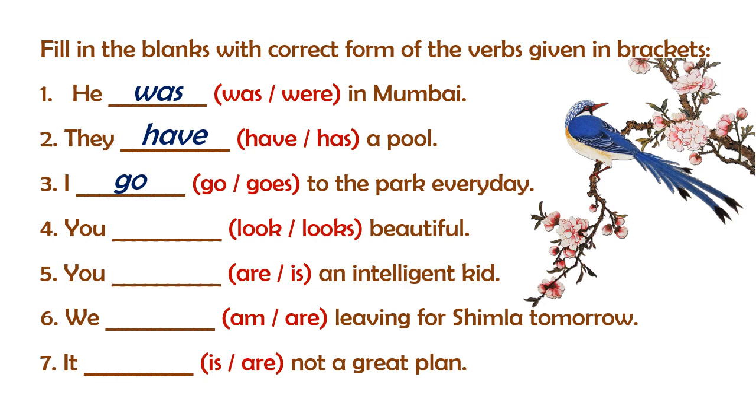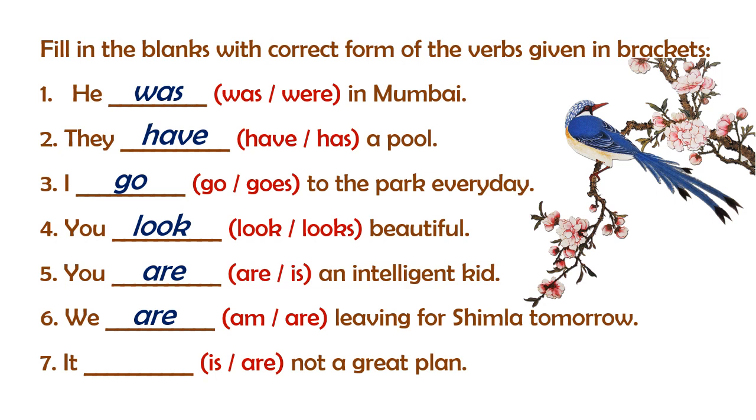Number 3. I go to the park every day. You look beautiful. You are an intelligent kid. We are leaving for Shimla tomorrow. See children, the subjects in these last 4 sentences, I, you again and we, are not third person singular pronouns. So we are using the plural verbs go, look, are and again are. Remember, plural verbs don't end with an s.